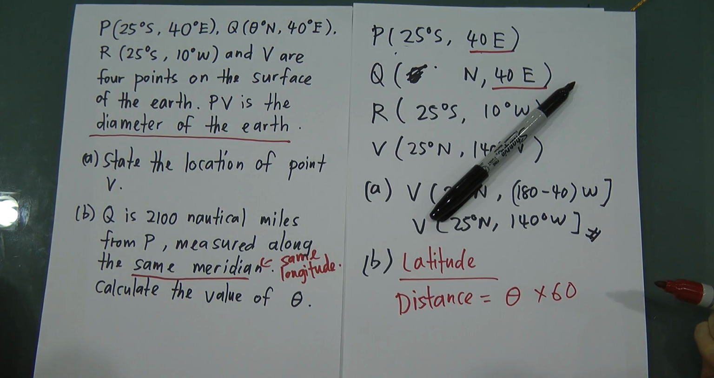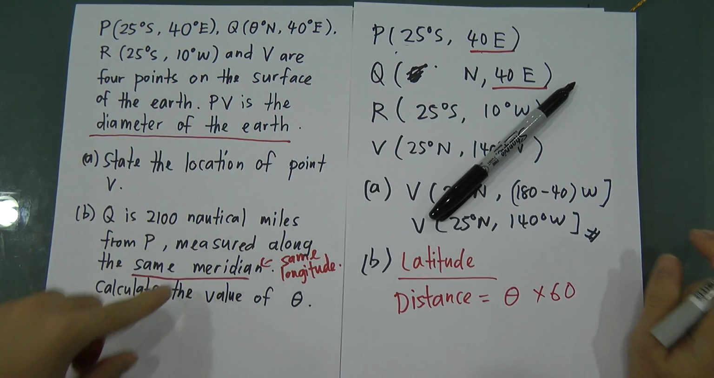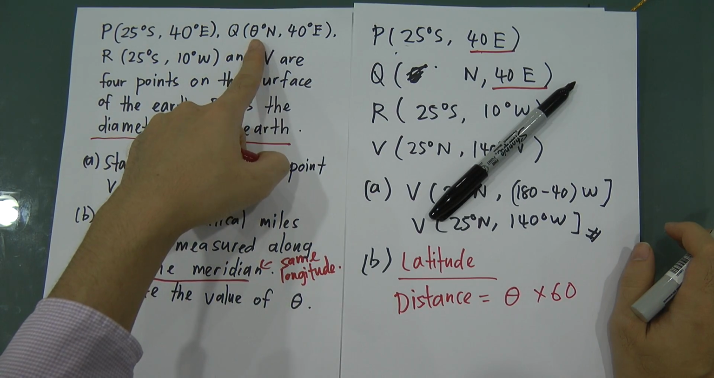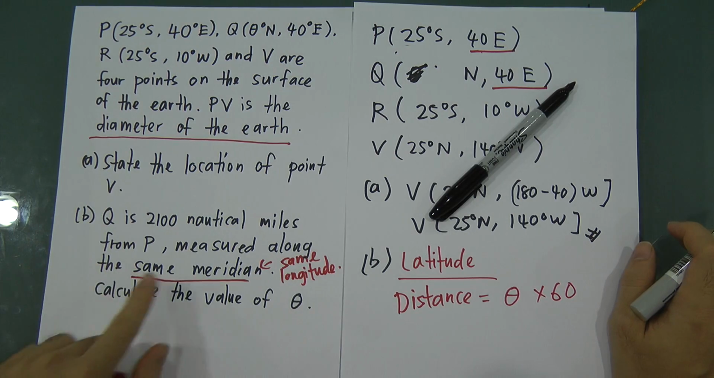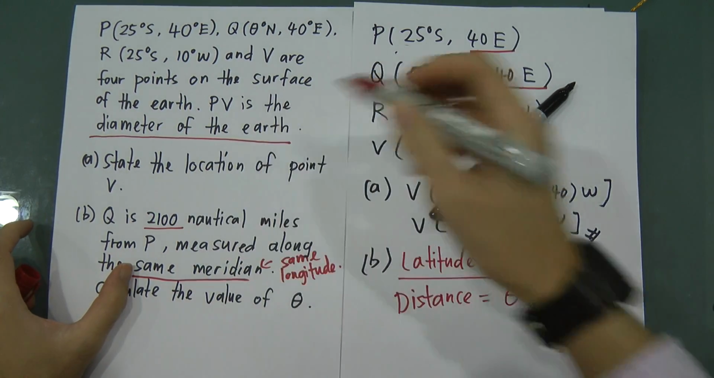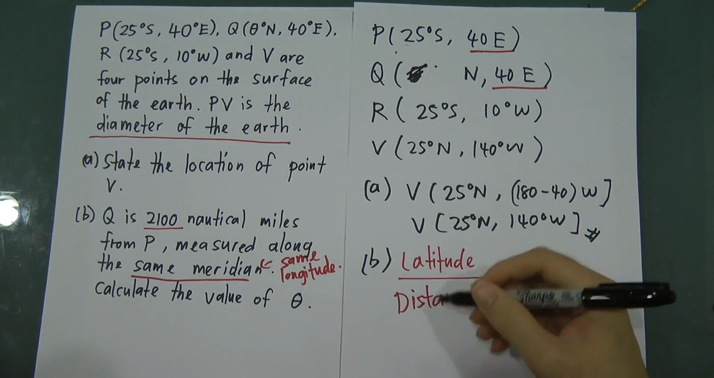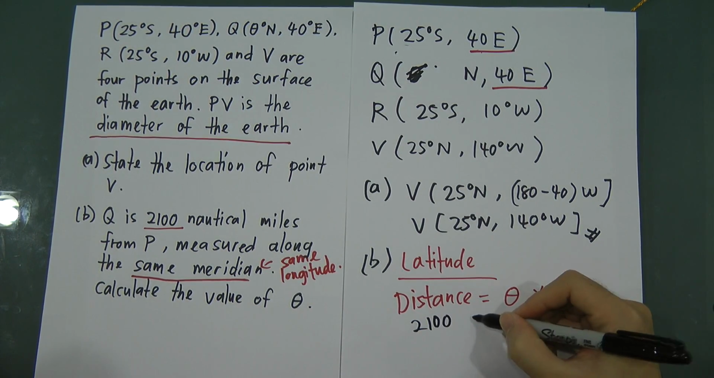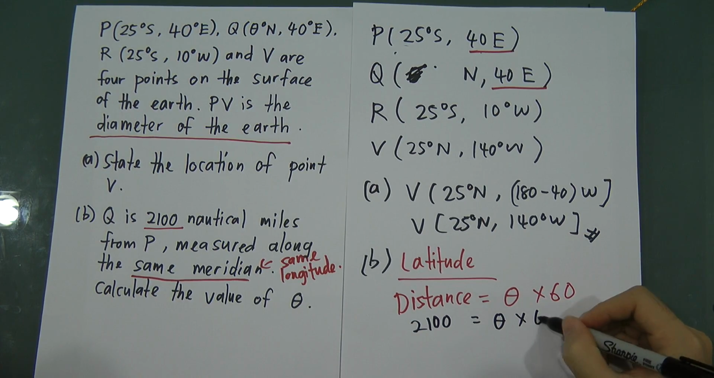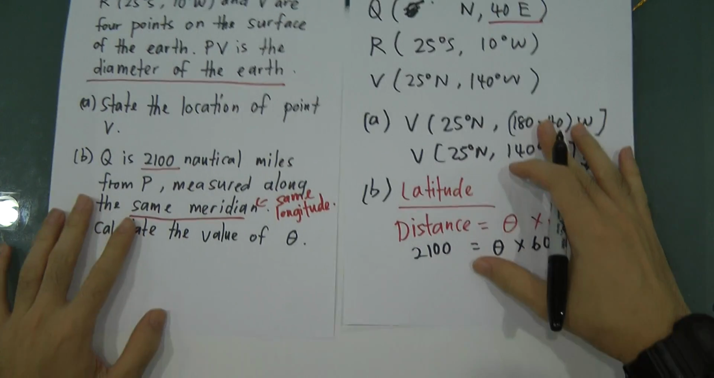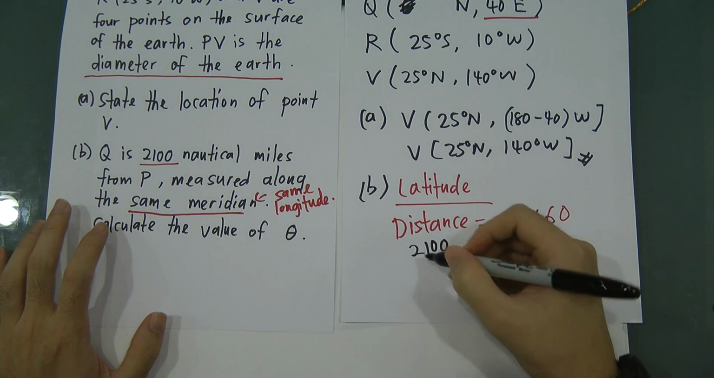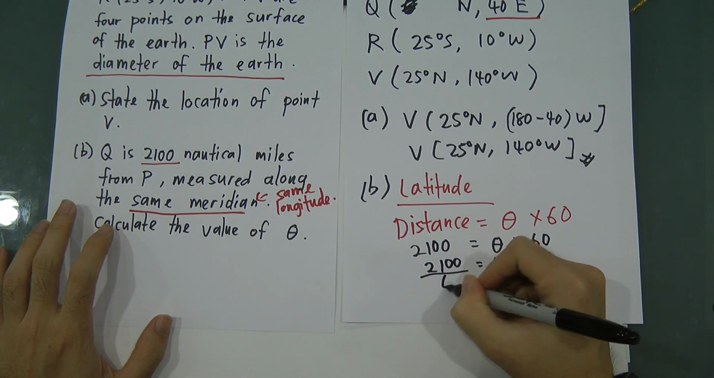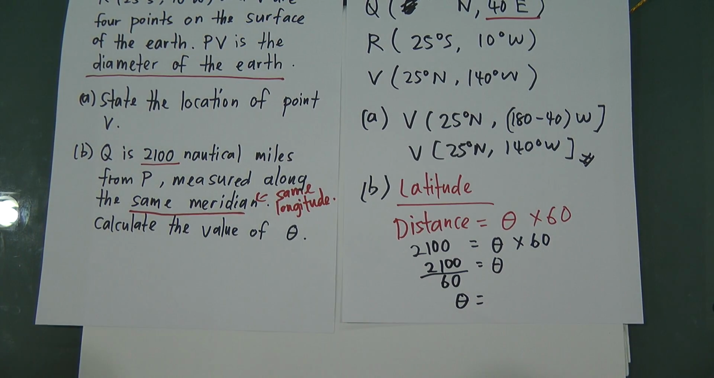Alright, so over here, he asks you to calculate the value of the angle. So we have to find out what this angle is. He only gives us the distance, which is 2,100. So what I will do is, I will substitute 2,100 into the distance, and then it equals angle multiplied by 60. So I can easily get the angle by moving my 60 to the other side. I will get 2,100 divided by 60. Then my angle will be, I will use a calculator for that. 2,100 divided by 60, I have 35 degrees.